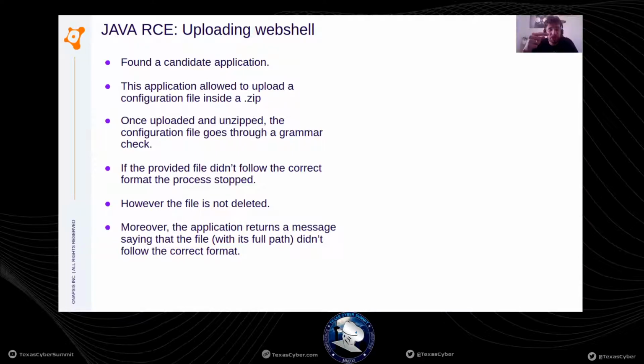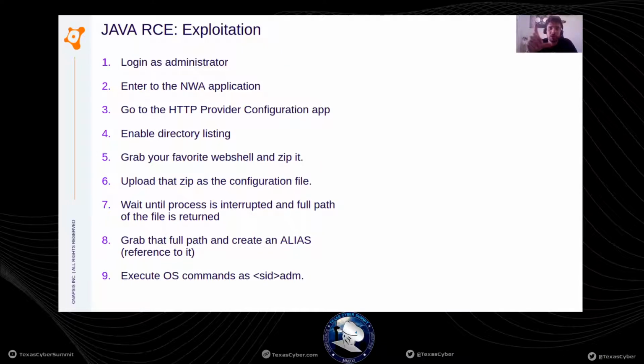And moreover, it will return an error saying the path where it decompressed the file, and that the file doesn't follow the structure or is not found there. But the important thing is that it also gives you the path. So with those two things, what you can do is upload a web shell, then grab that path and use it as an alias. So the full exploitation will work like this.